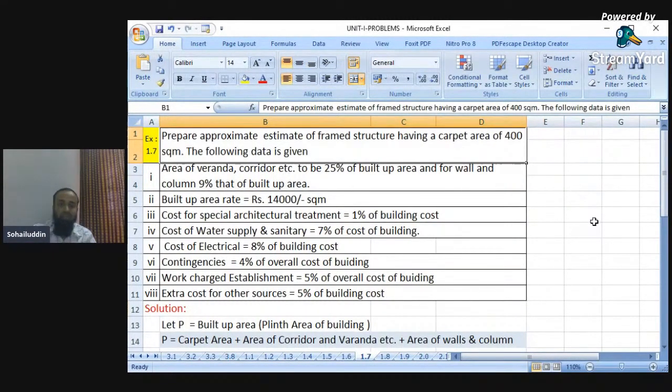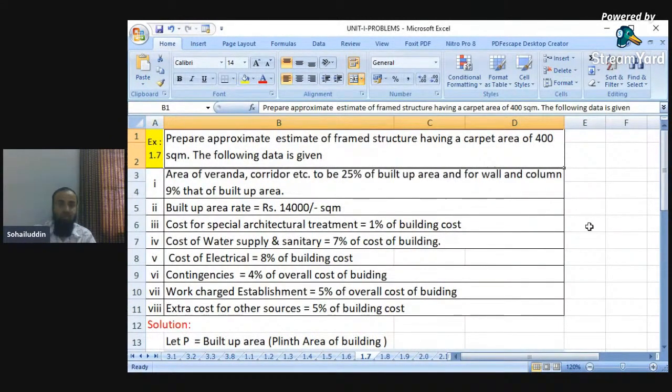Here again the question is to find out the cost. To prepare an approximate estimate of a frame structure having a carpet area of 400 square meters, the following data is given. Area of veranda and corridor etc. is to be 25% of the built-up area, that is plinth area or built-up area, and for walls and columns it is taken as 9% of the built-up area.